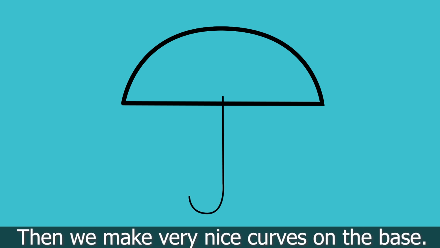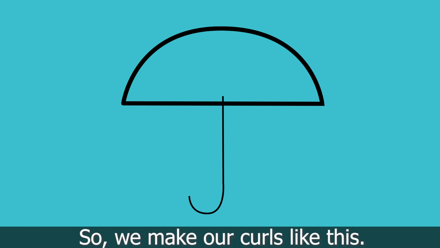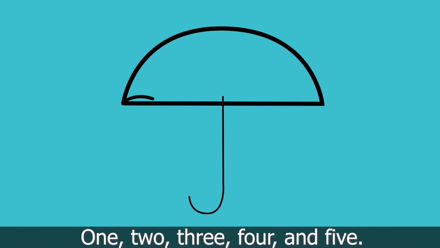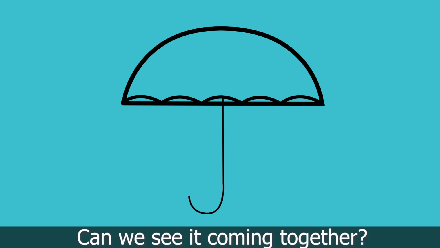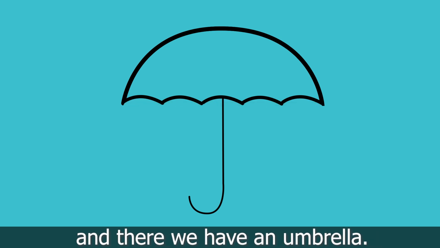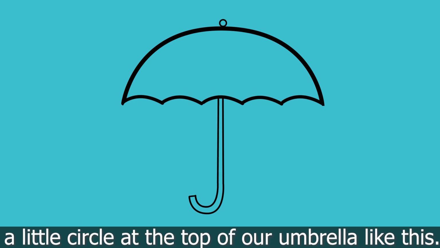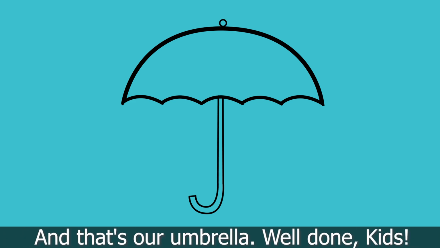Then we make very nice curves on the base. This is the base. So we make our curves like this. 1, 2, 3, 4, and 5. Can we see it coming together? Now we clean up the straight lines and there we have an umbrella. We can double our J like this and also add a little circle at the top of our umbrella like this. And that's our umbrella. Well done, kids.